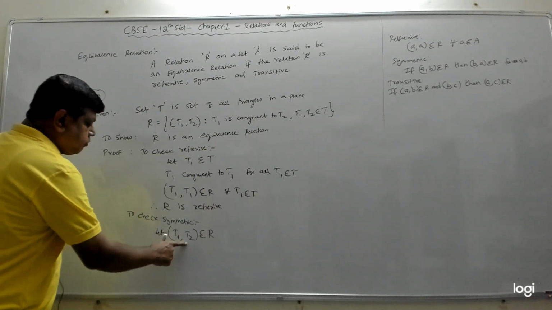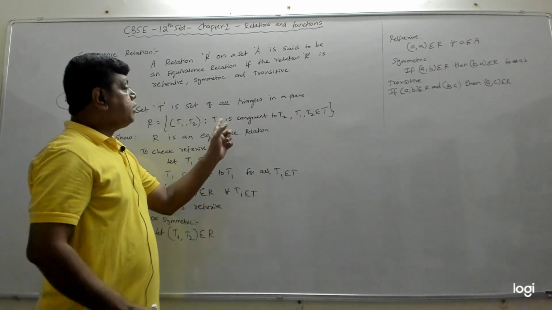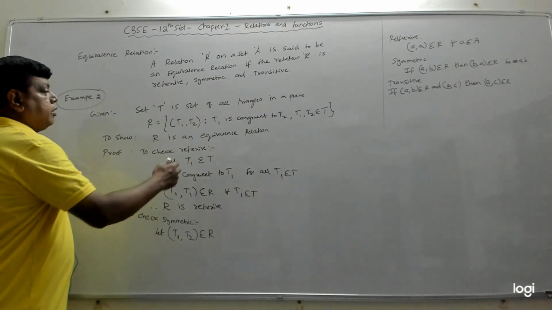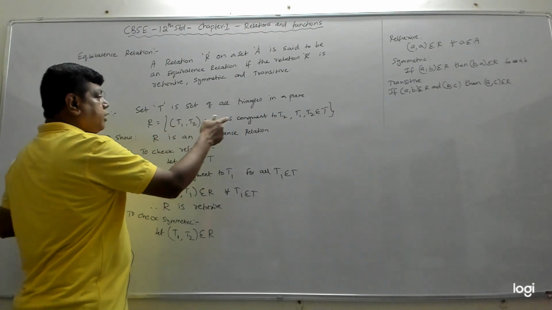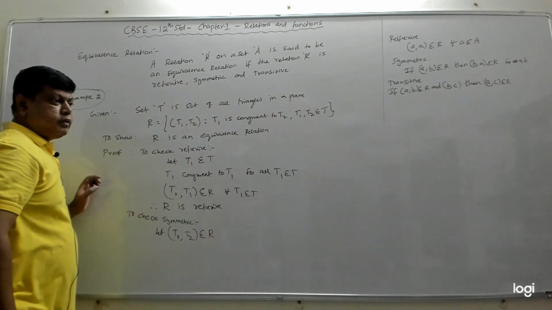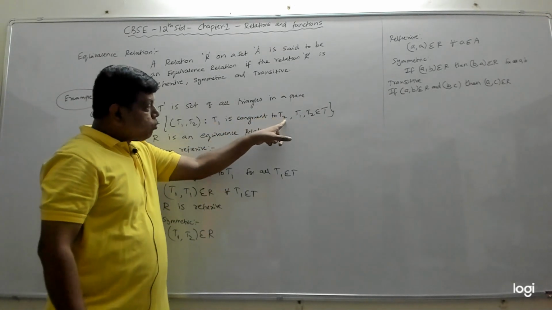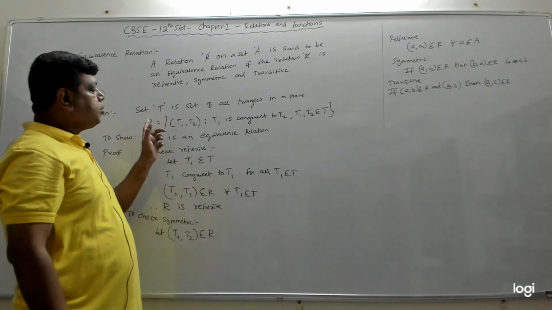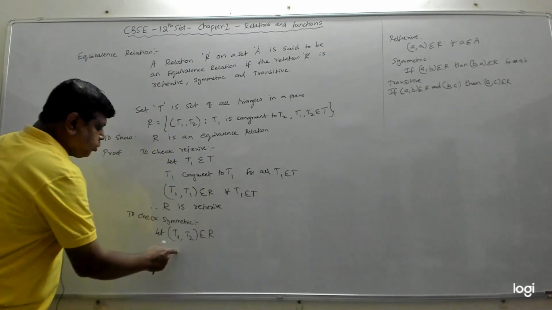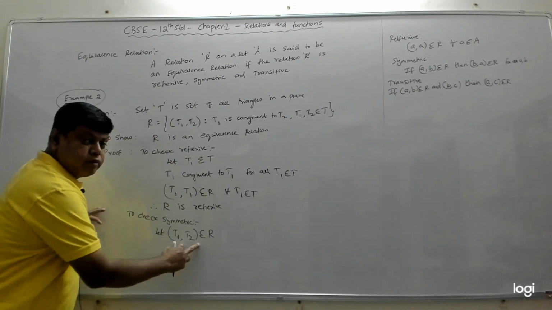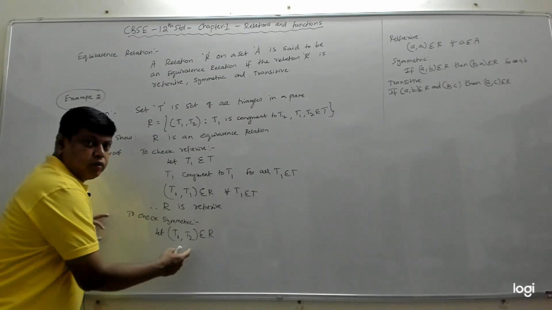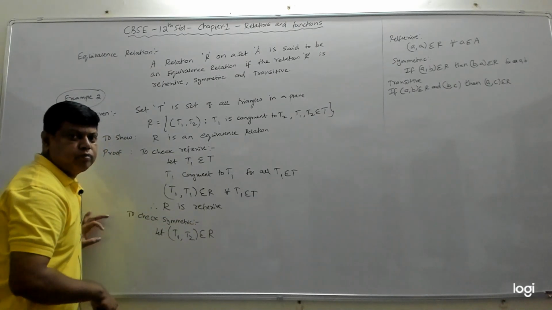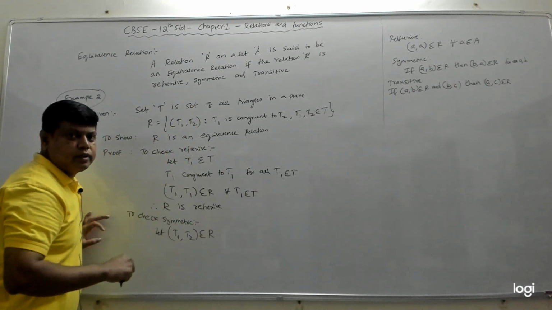Now, if you want to prove (T2, T1) belongs to R, it means we should prove T2 is congruent to T1. If T2 is congruent to T1, then we will say (T2, T1) belongs to R. So we have taken one ordered pair from R. We should show the reverse is in R. If we show that, then we can say R is symmetric.